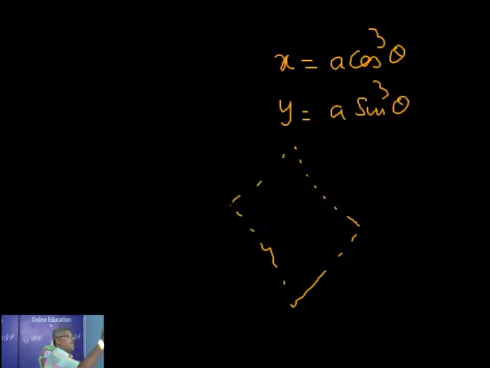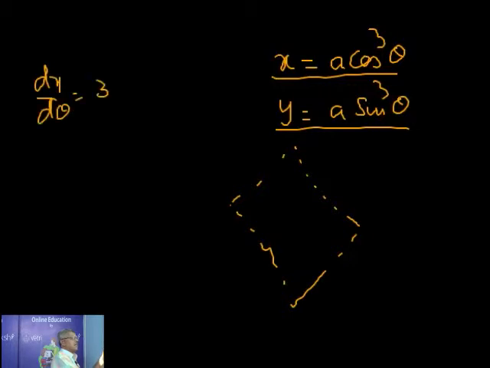For a tracing. And first of all, we are finding these parametric equations. After finding these parametric equations, we are finding dy by dx. Dx by d theta is nothing but 3a cos square theta times minus sin theta.